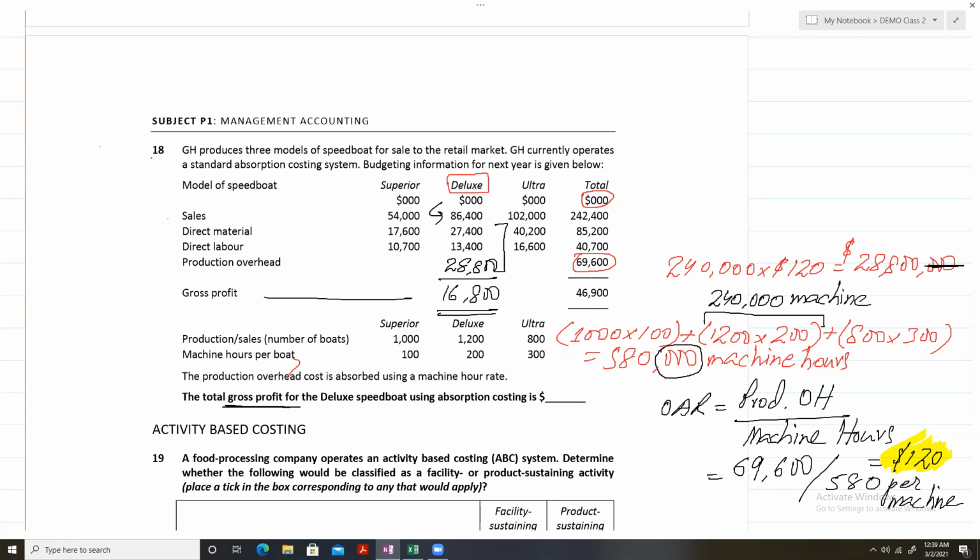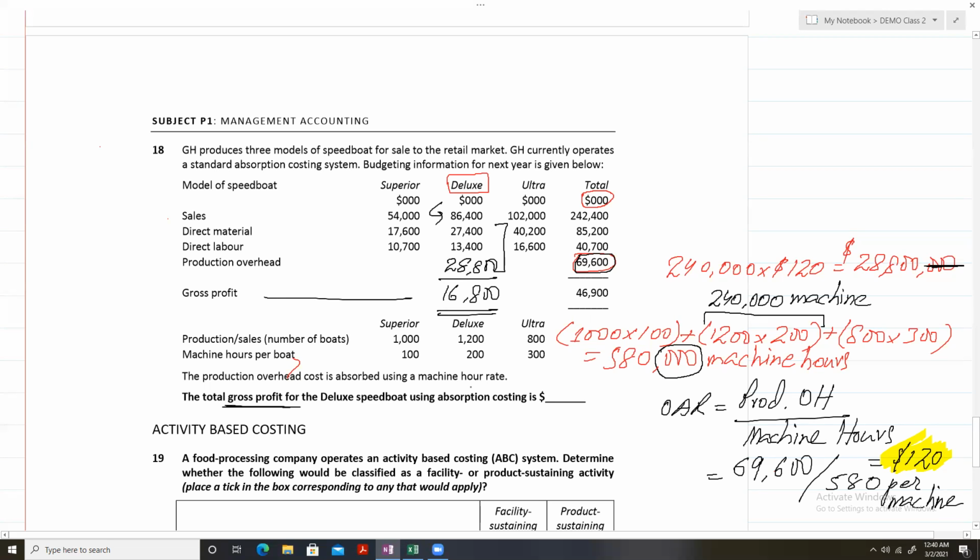You want me to go over the entire question? Okay, nice. I can tell you, but in a short way. In a short way, I will tell you what we actually did. We actually reapportioned this production overhead cost to the deluxe speedboat. And how did we do that?